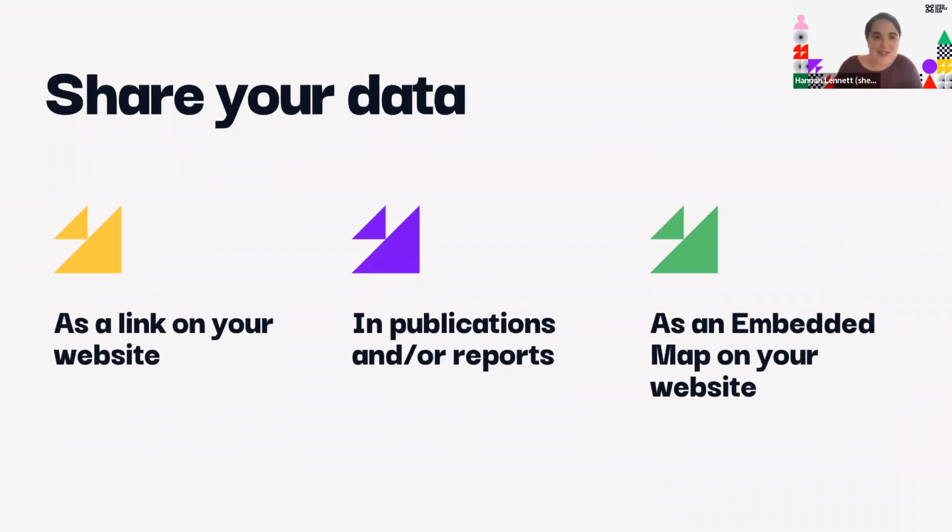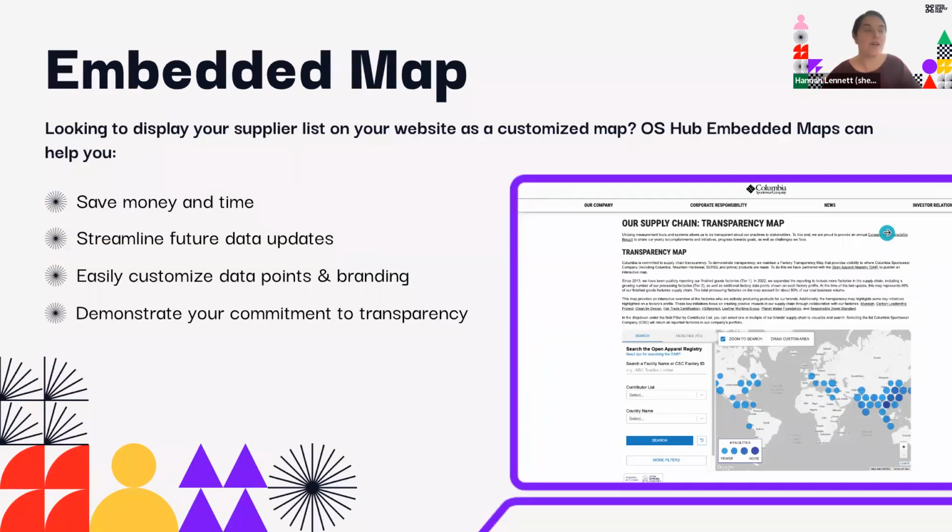My colleague India just dropped a link into the chat. We provide language and graphics for you to make that easy so that you can share your data with others. And then lastly, we also offer a feature called an embedded map that allows you to essentially pull a customized map of the data that you have uploaded to Open Supply Hub onto your website.